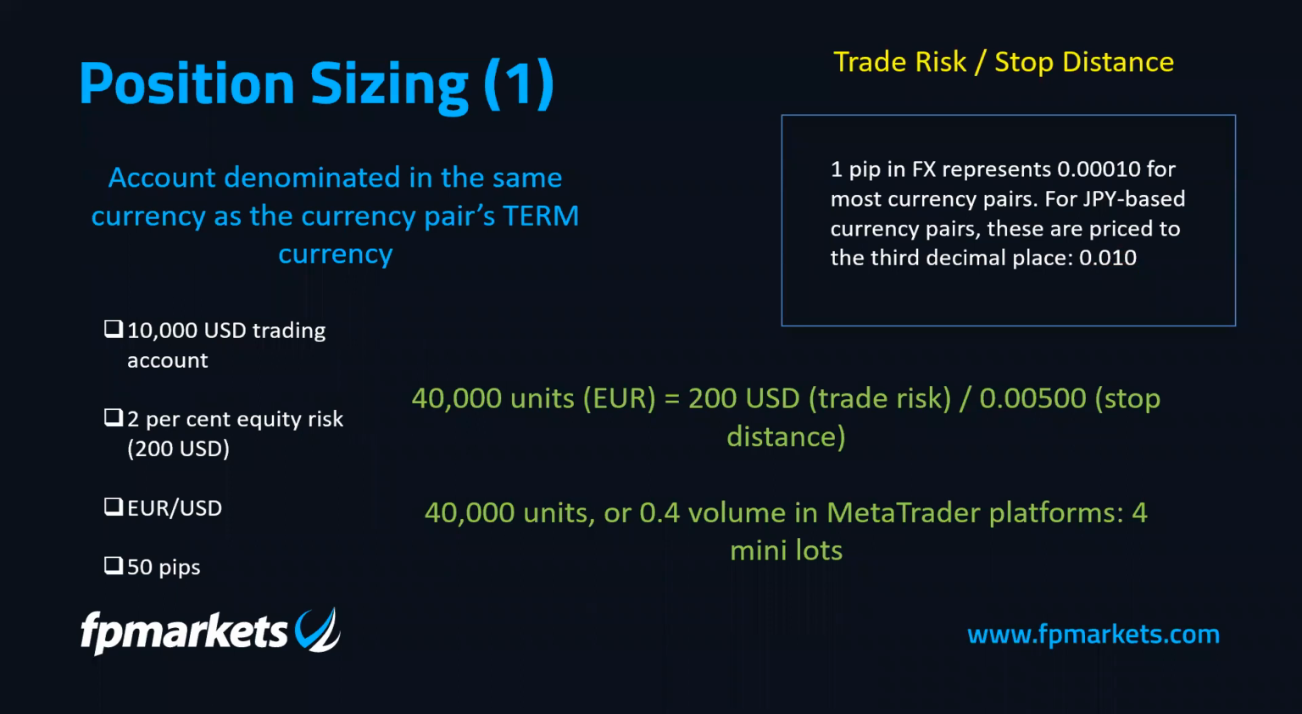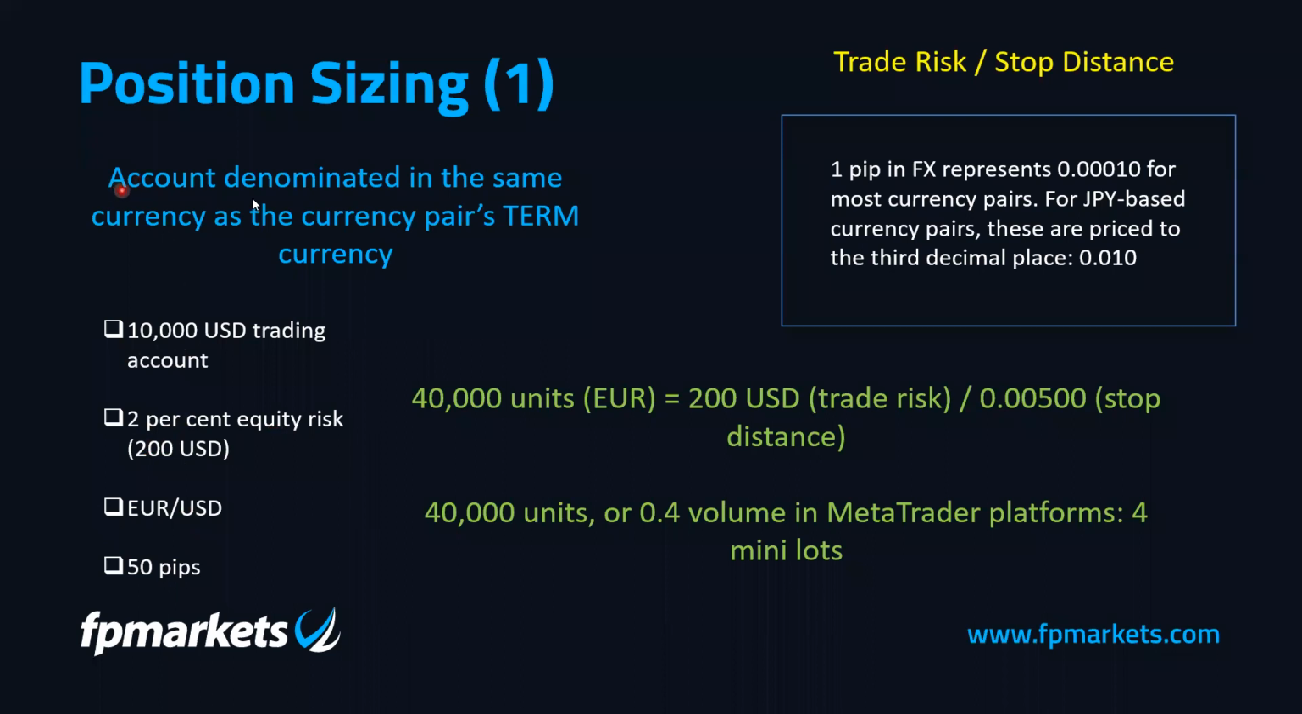So to demonstrate the position size calculation, let's work through an example I've already prepared. Let's imagine we have a $10,000 trading account, and the trader is willing to risk 2% equity risk. So 2% of $10,000 is $200. This is how much we are going to risk. The currency pair we are going to trade is the euro dollar.